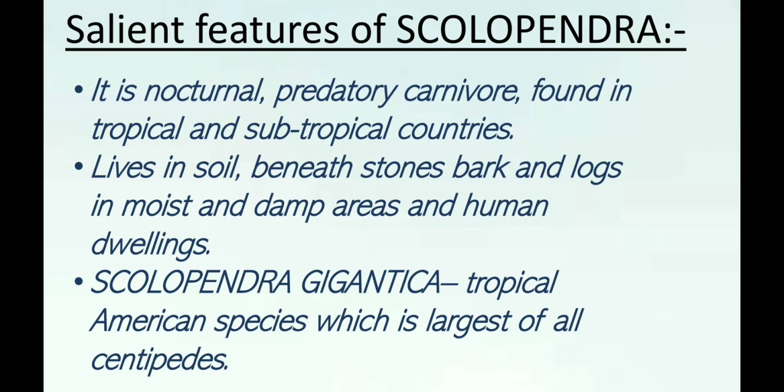So let's learn the salient features of Scolopendra. They are nocturnal, predatory carnivores found in tropical and subtropical countries. As we have learned in the salient features of Chilopoda in common, the same salient features come under Scolopendra, so there is nothing much to learn beyond that. They live in soil, beneath stones, bark, and logs in moist and damp areas and human dwellings.